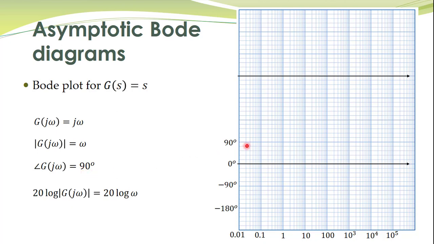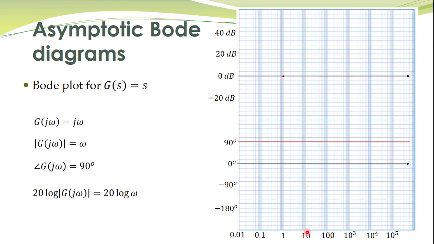So the phase plot is very simple. You have a straight line over here. For all frequencies, this phase angle is 90 degrees. And what about the magnitude? Let's take different frequencies. For example, for frequency omega equal to 1, what is log of 1? Log of 1 is 0, and 20 multiplied by 0 is 0. So the magnitude of this complex number in dBs corresponding to this frequency is 0 dB.